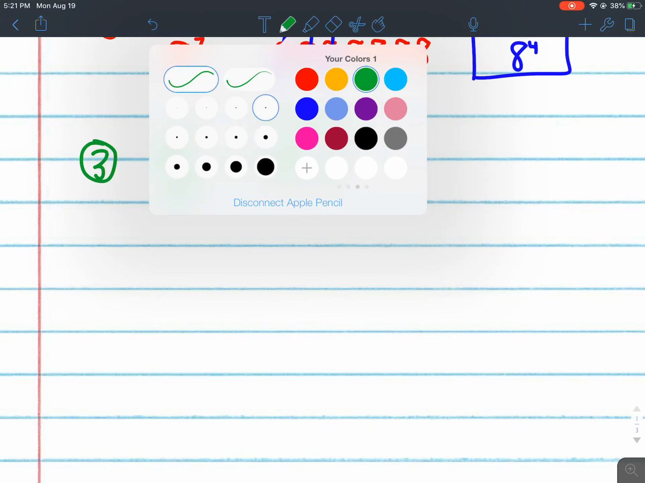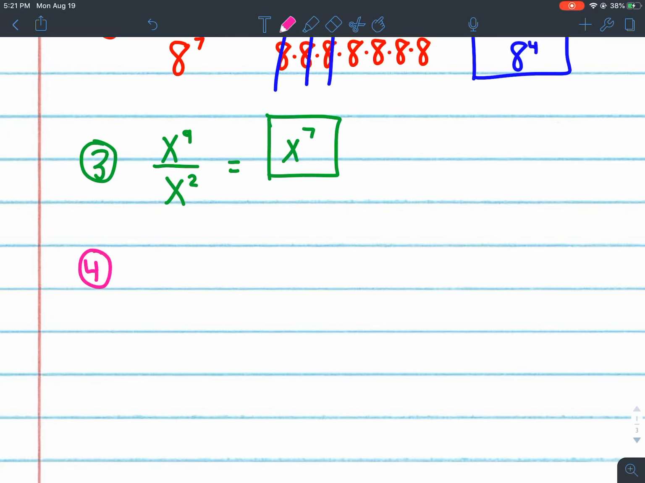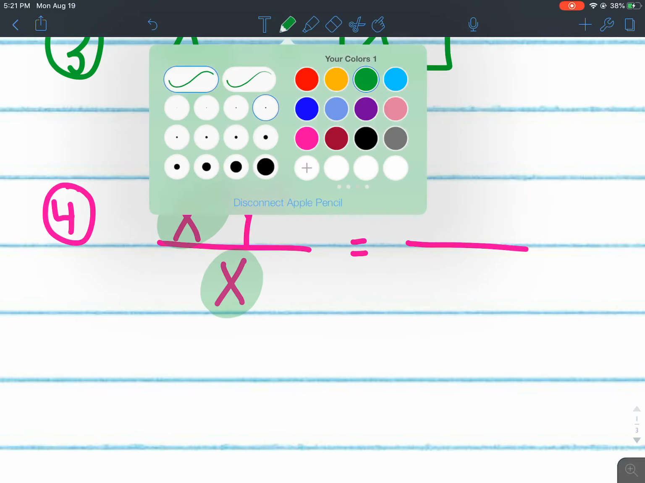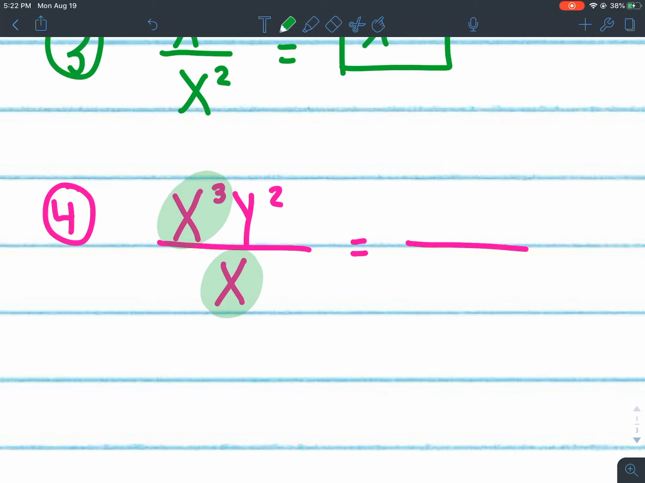All right, moving on. Number 4. x cubed, y squared, and then an x in the denominator. Okay. So let's talk. Do I have anything that is the same base? Yeah, I have bases of x cubed and then x. So if I were to simplify this, I have more x's in the numerator, so I know I'm going to have more x's up here, so there's not going to be any in the bottom.